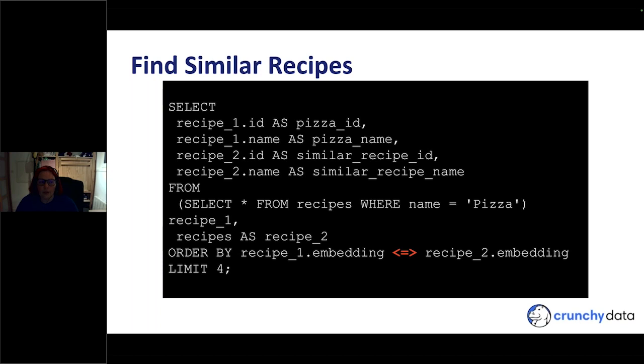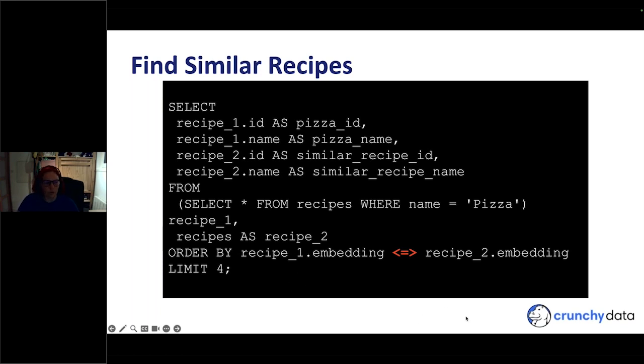So this query will display the name and ID of the recipe that we're comparing. So first pizza, and then another recipe that will hopefully be similar. To get the most similar, we're ordering by distance, and then we're using a limit 4 to return just the 4 smallest distances. So just the 4 recipes that are the most similar to pizza.